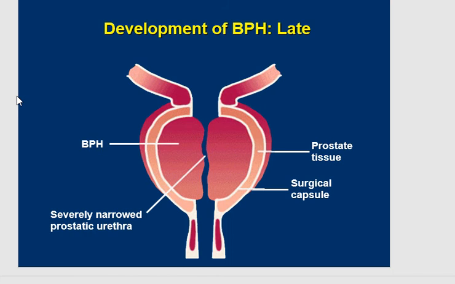So, similar, another enlarged prostate. This is the transition zone which has grown up, and this is the actual prostatic tissue which has been compressed against the adventitia of the anatomical capsule of the prostate.